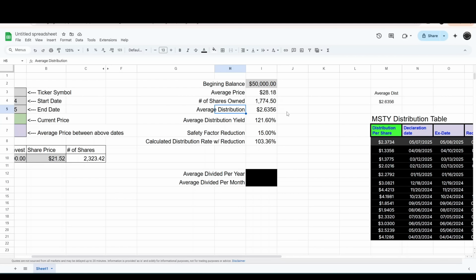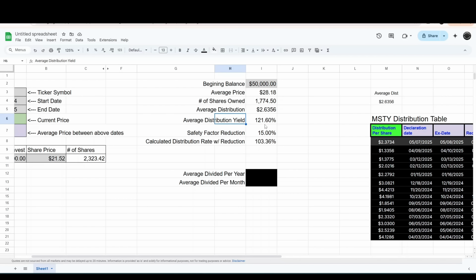So I'm trying to get an average idea of what the distribution rate is and the average price, and using that as the overall price and average distribution payout. That gives me an average distribution yield of 121%. That is simply the average distribution of $2.63 times the number of distributions per year, which is 13 and not 12, as we get paid every 4 weeks, divided by the price. I'm using the average price for that.